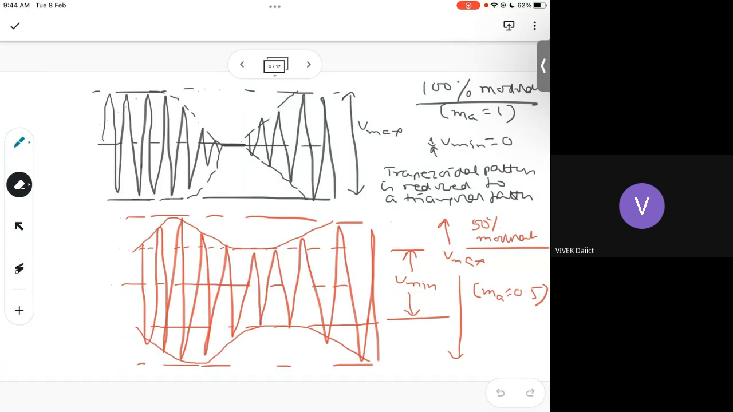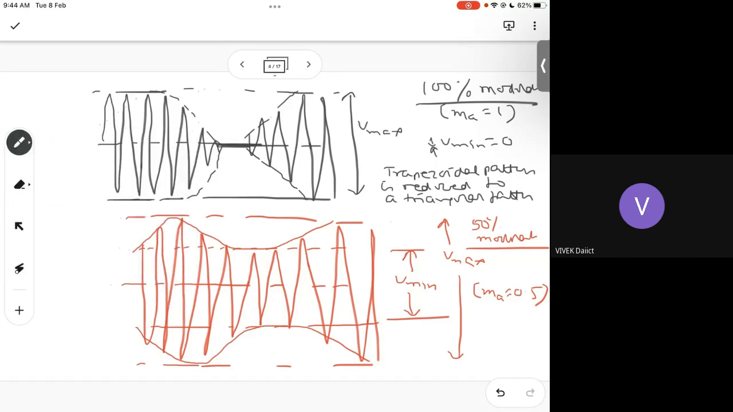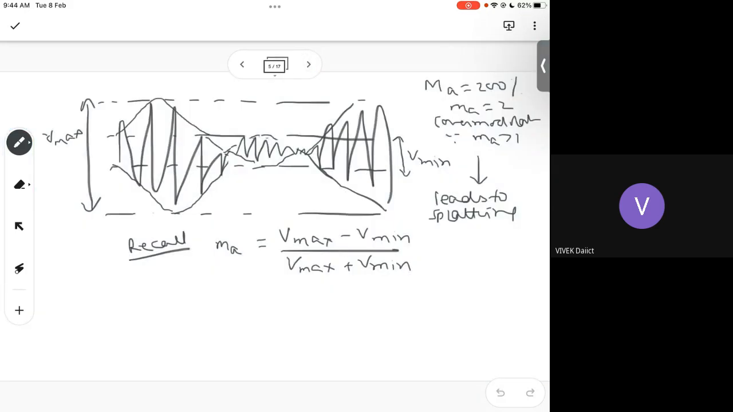When you'll be doing this, you'll be applying various modulation indices and so on. This is the case for 100% modulation, where you will get Vmin of 0. Sorry, it got rubbed. Then 50% modulation, that means Vmin is almost half of Vmax. And then you try one case of over modulation, so another band has been created, like splattering has been done.